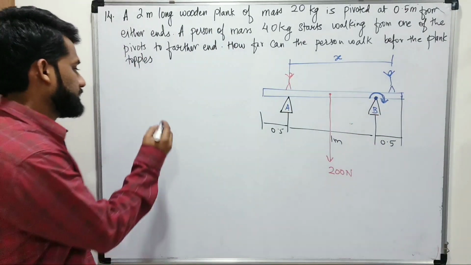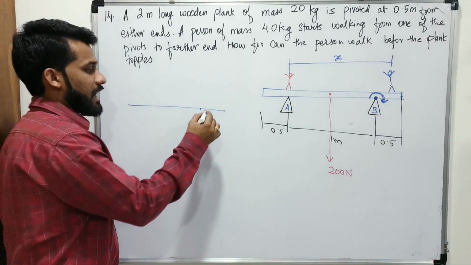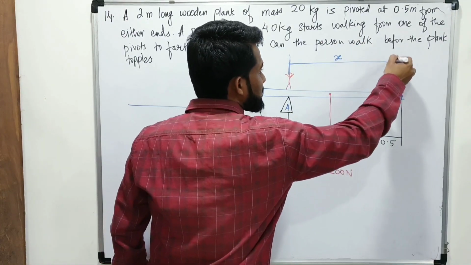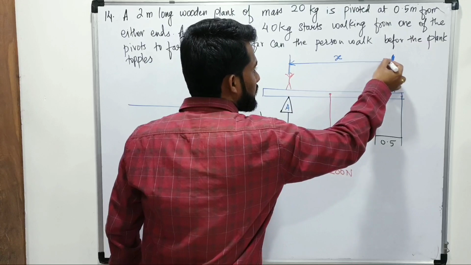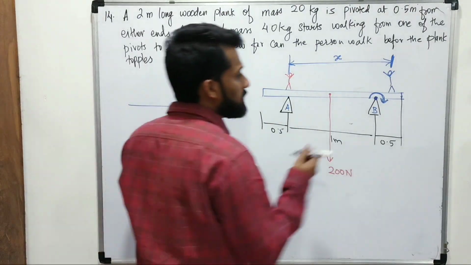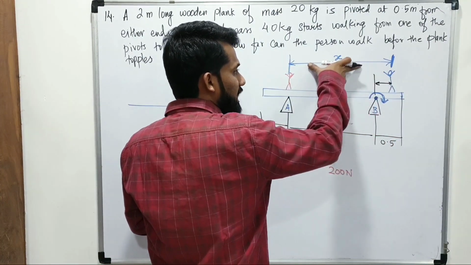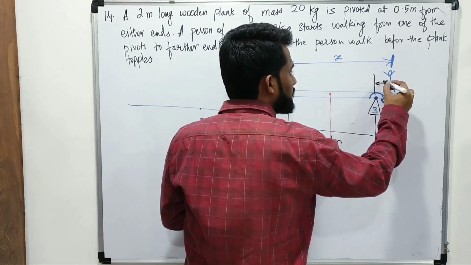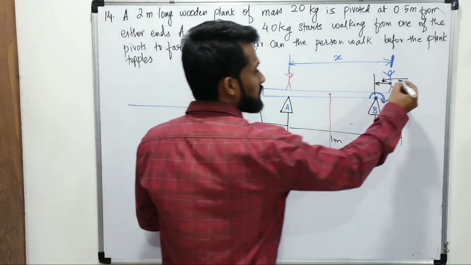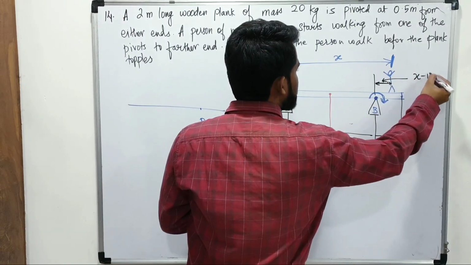I'll explain this using the force diagram. When the person reaches this position, he will cover distance x. So from point B, how much distance will this be? From point B, this distance will be x minus 1, because the distance between the supports A and B is 1. So the distance beyond B will be x minus 1.